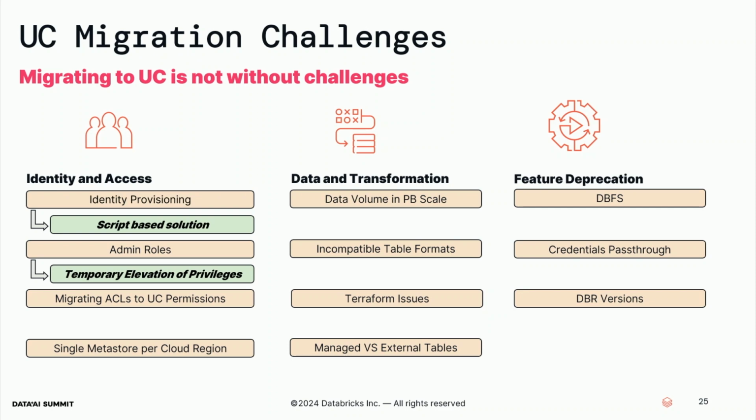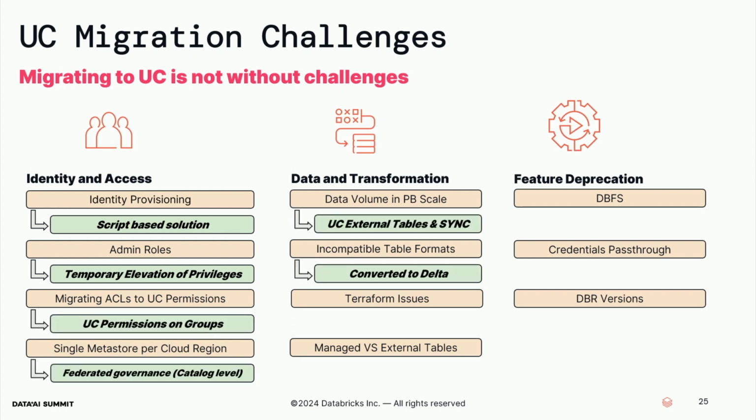And basically all the ACLs that were there were mapped to the groups as UC permissions for all the individual groups that we defined, and we decided to go with a single metastore, of course, which is also the recommended way for all customers. And we already talked about the sync part.